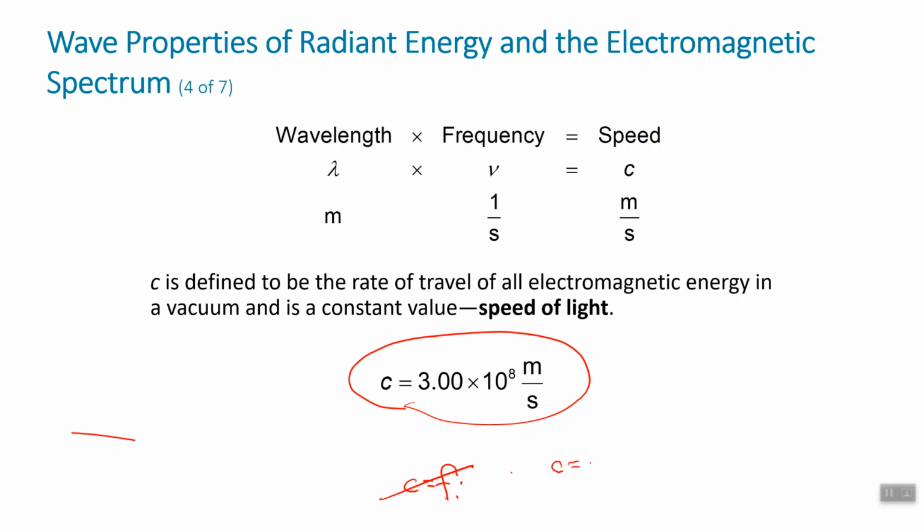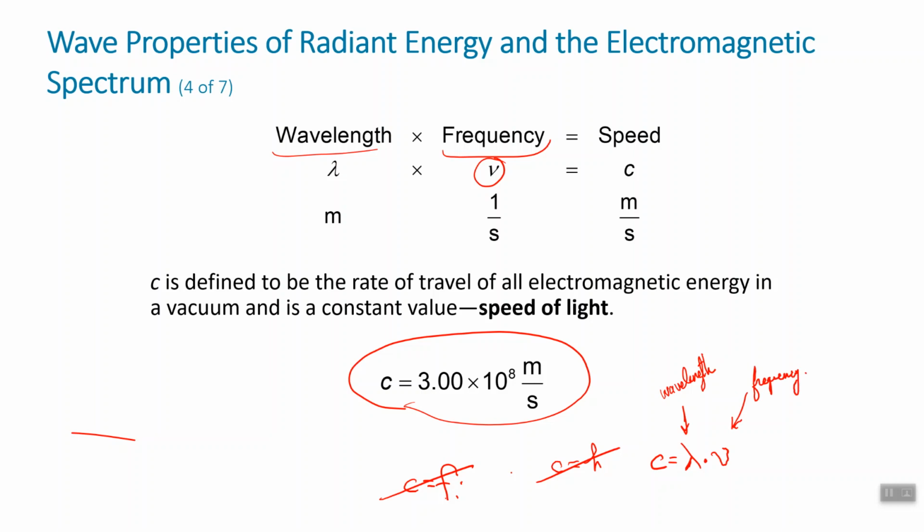But c, if it's constant, is equal to frequency multiplied by wavelength, and frequency has a special symbol. So c is equal to lambda, which is wavelength, multiplied by frequency, which is this special Greek letter nu. And this is wavelength. And this is frequency.